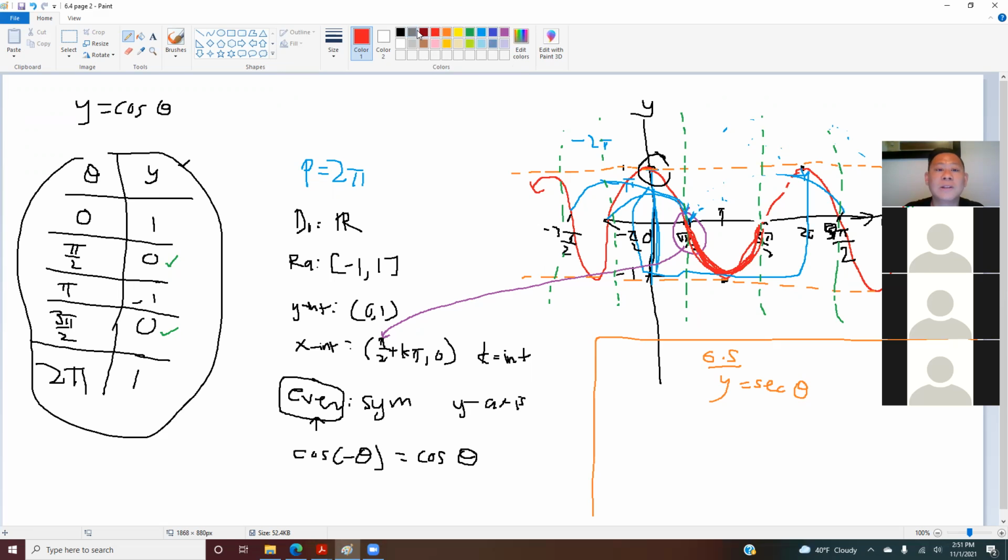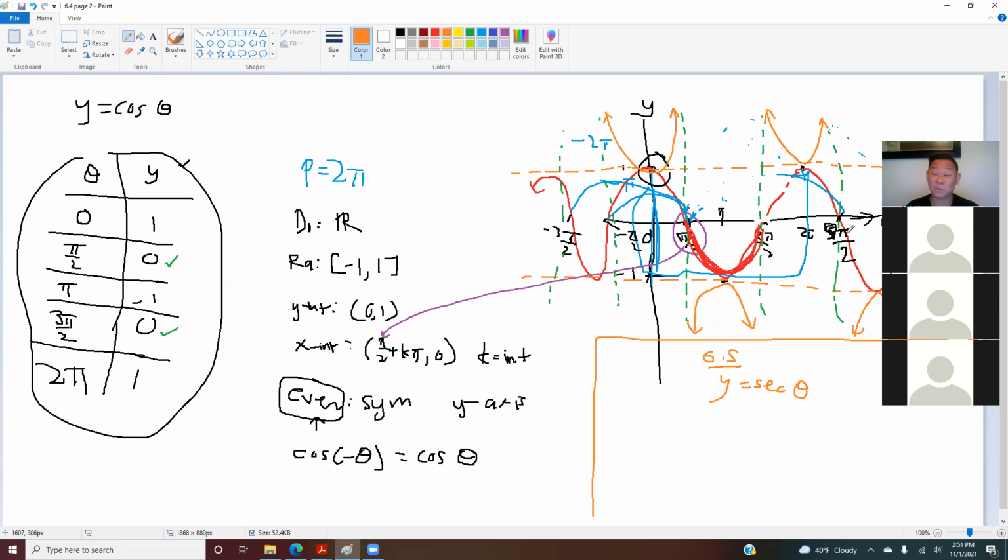So what happens to your secant graph? Your secant graph will be going this way. This is your secant graph. And then this will go the other way. This will go this way. And this will go up. So anything that goes like a hill goes upward, and anything that's a valley goes downwards. So this is your secant graph.